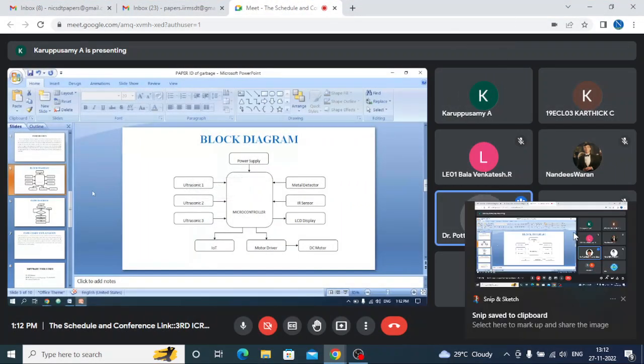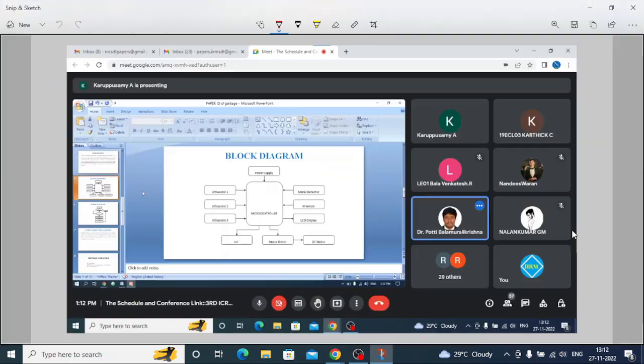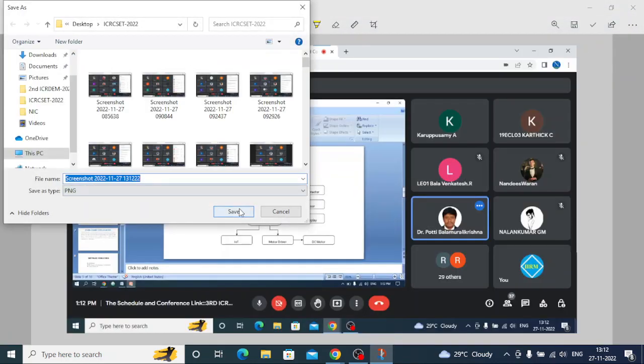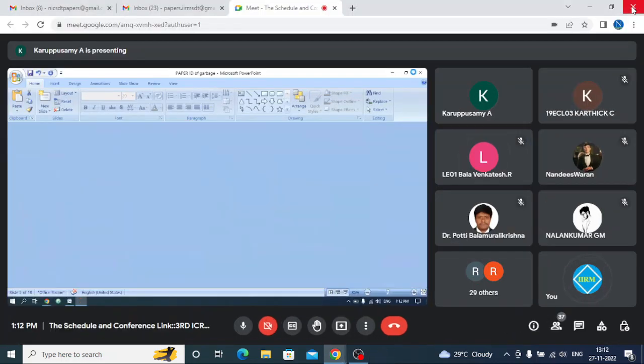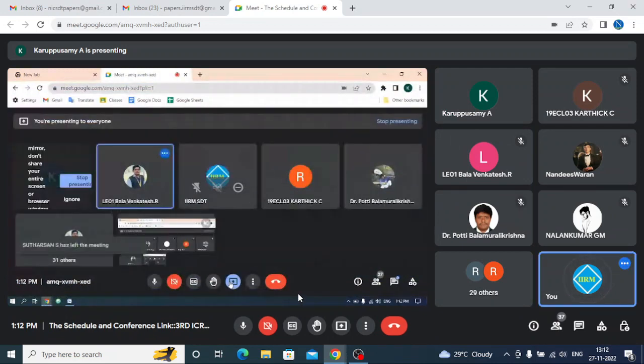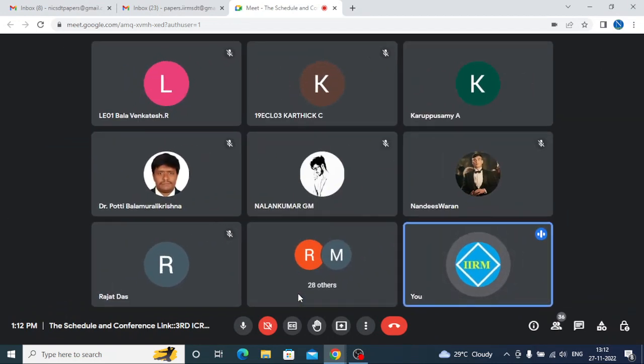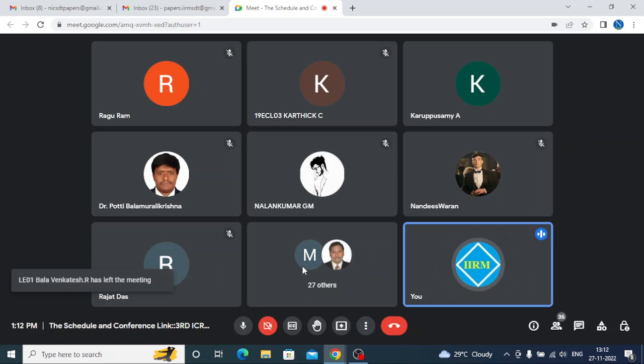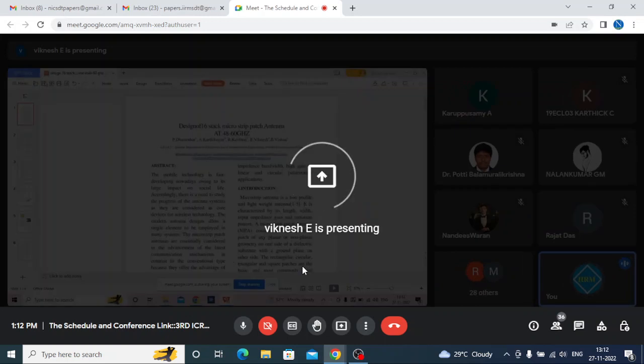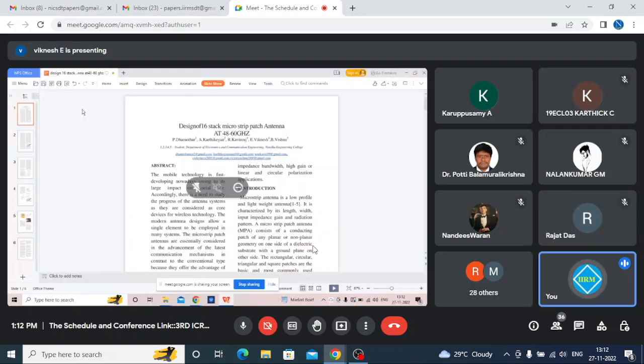Okay, your work is nice. All the best. Good. Thank you, sir. Thank you, sir. Yeah. The next paper ID is 020. Damodaran. Design of 6-stack microstrip patch antenna at 4860 GHz.